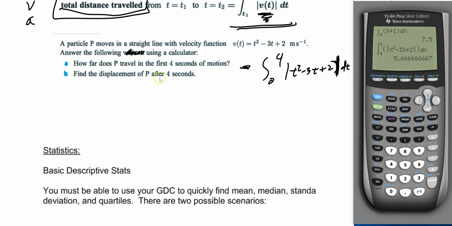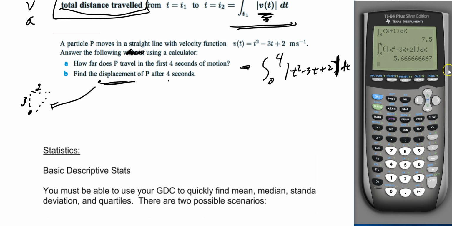So find the displacement. Now this one's different. Displacement just means how far have you moved. Like if you started here, that's where you started, right? We went up 3, and then we went right 2 to 3. Displacement is this part. How far are you? That's displacement, while total distance traveled is 3 plus 2.